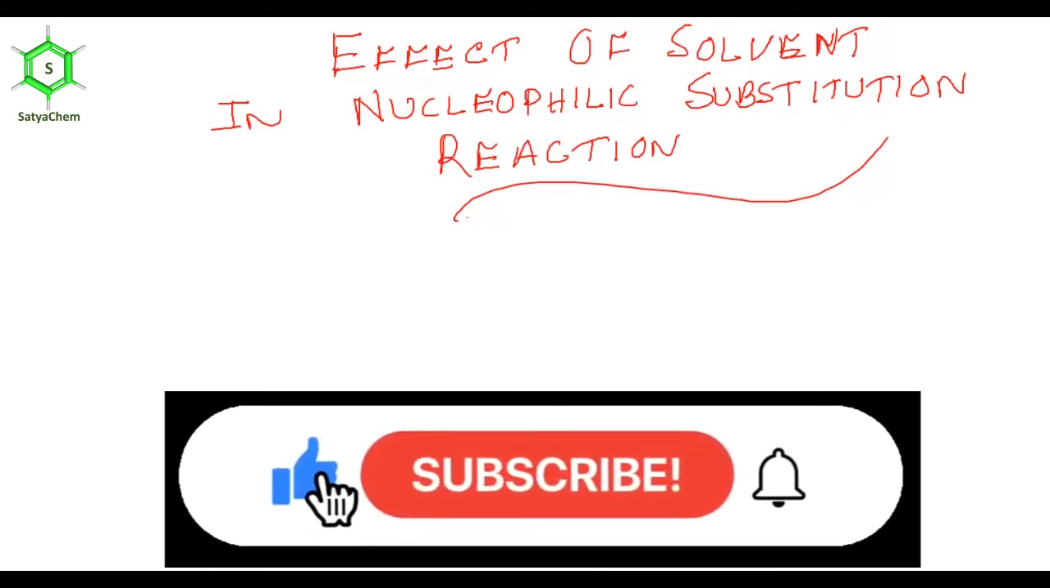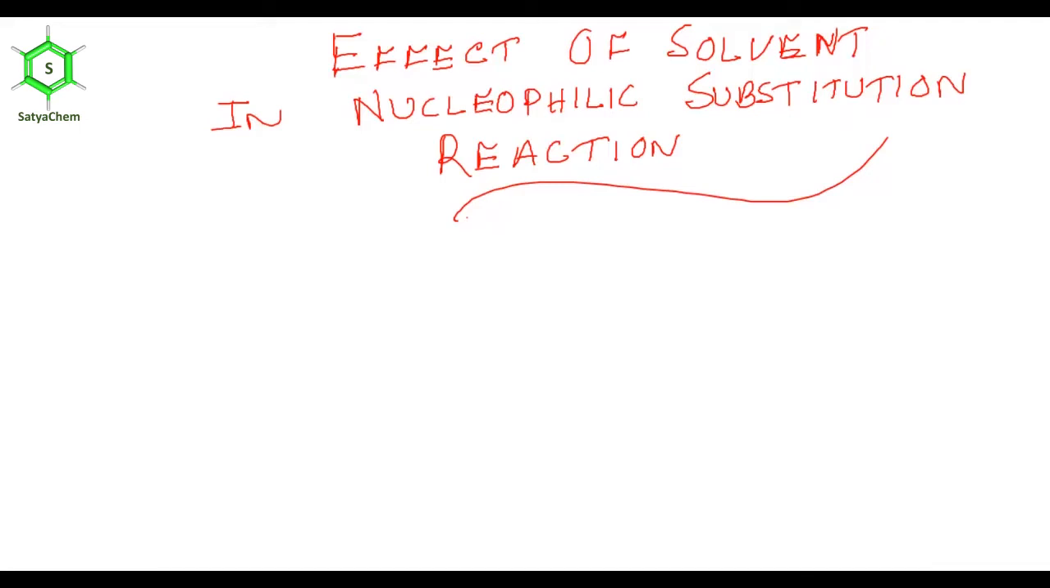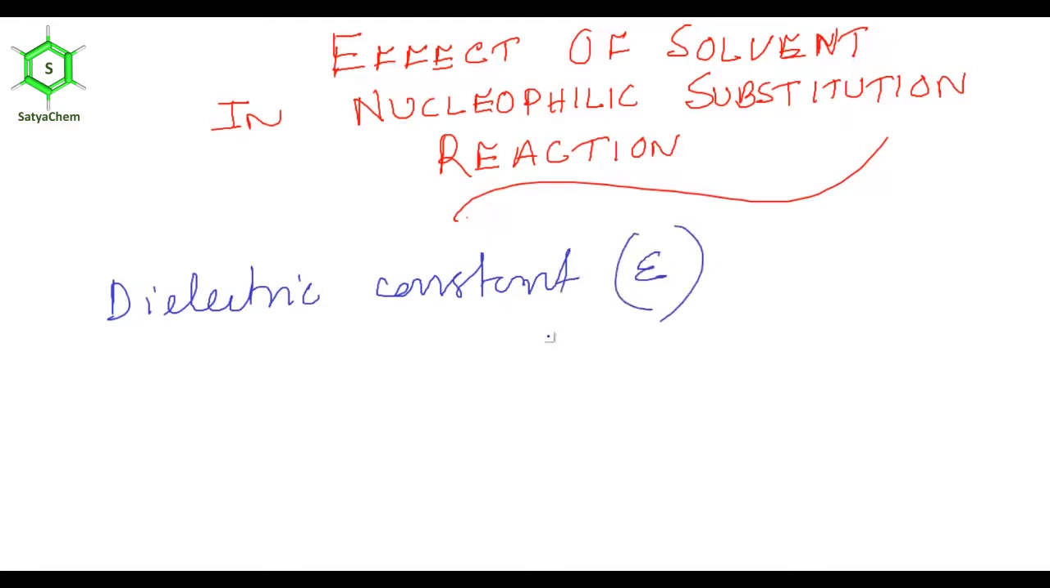I already discussed the effect of leaving group in nucleophilic substitution reaction, or the effect of leaving group in organic reaction. Now I am going to discuss the effect of solvent in nucleophilic substitution reaction. But before this, you need to know one parameter that is called dielectric constant. This parameter is very important in defining solvent polarity.